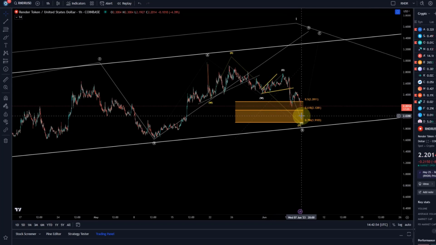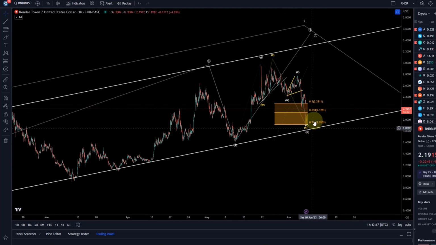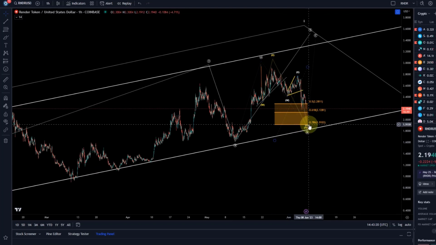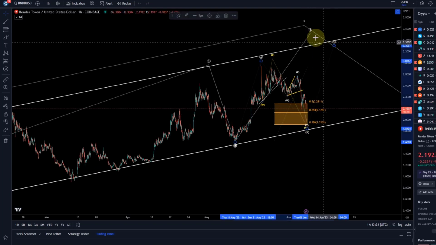Again, because this is a deeply corrective structure, I can show you various counts, but it wouldn't necessarily help you. What is more important is to understand the relevant levels where a bounce can occur, and if those levels are broken, what would happen then? So ideally, price finds support either at $2.12 or $1.91. So it's sort of this support area here. If price can find support above 1.91, a rally in a C wave is likely.